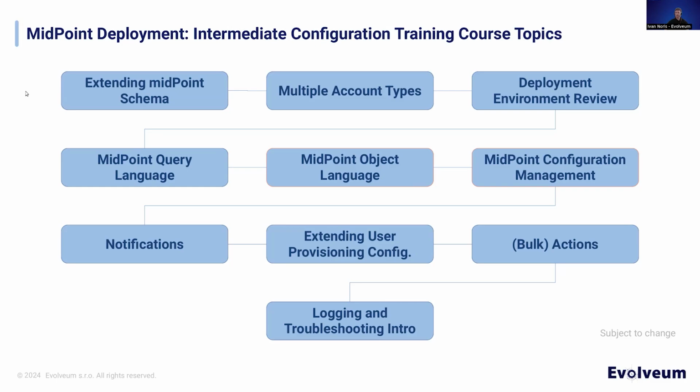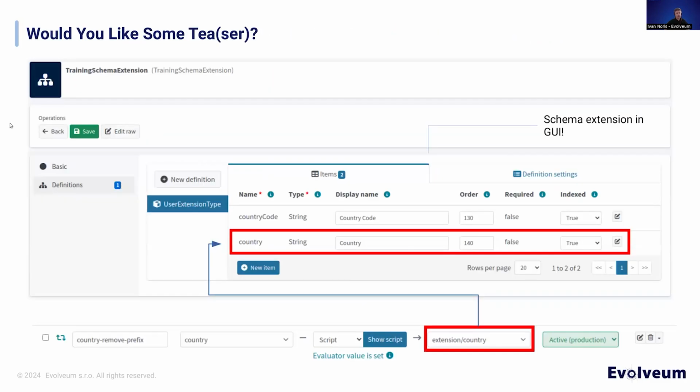Okay, so would you like to see some teasers? I have a few screenshots before we come to the live demo. So in MidPoint 4.9, you have the option to create and manage the schema extension directly from the user interface. If you have already modified MidPoint configuration to use schema extension, you know you needed to create an XSD file. So starting with MidPoint 4.9, you don't need to do that because you can create the schema extension directly in the user interface, of course, without restarting MidPoint, which is great. So this is what will also be part of the training.